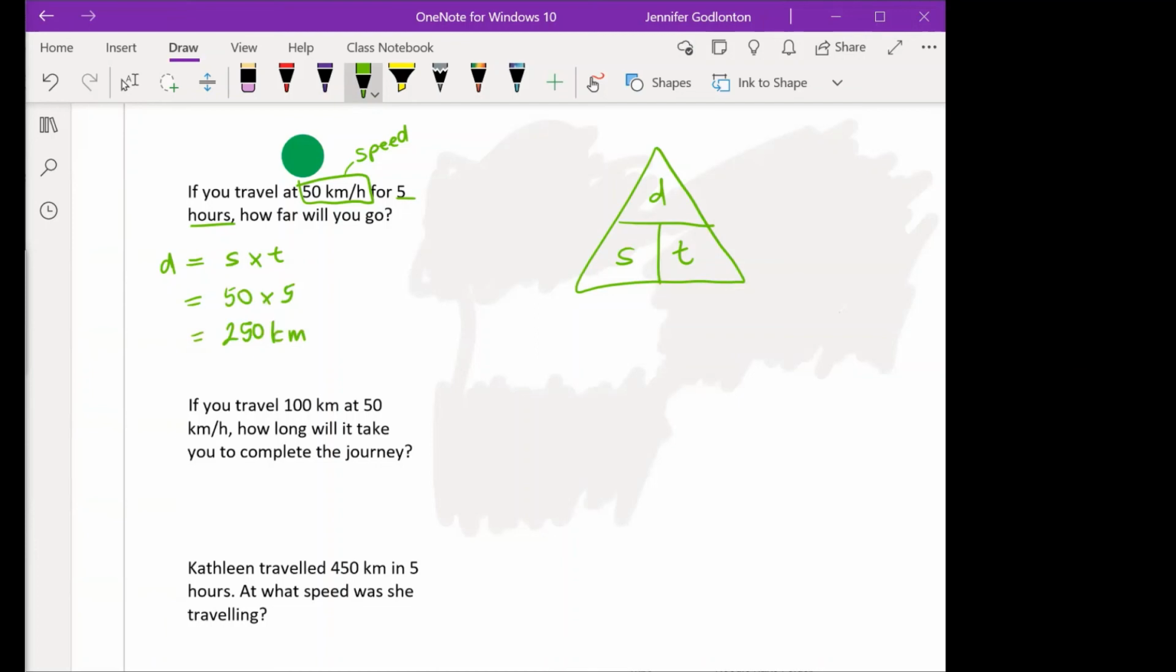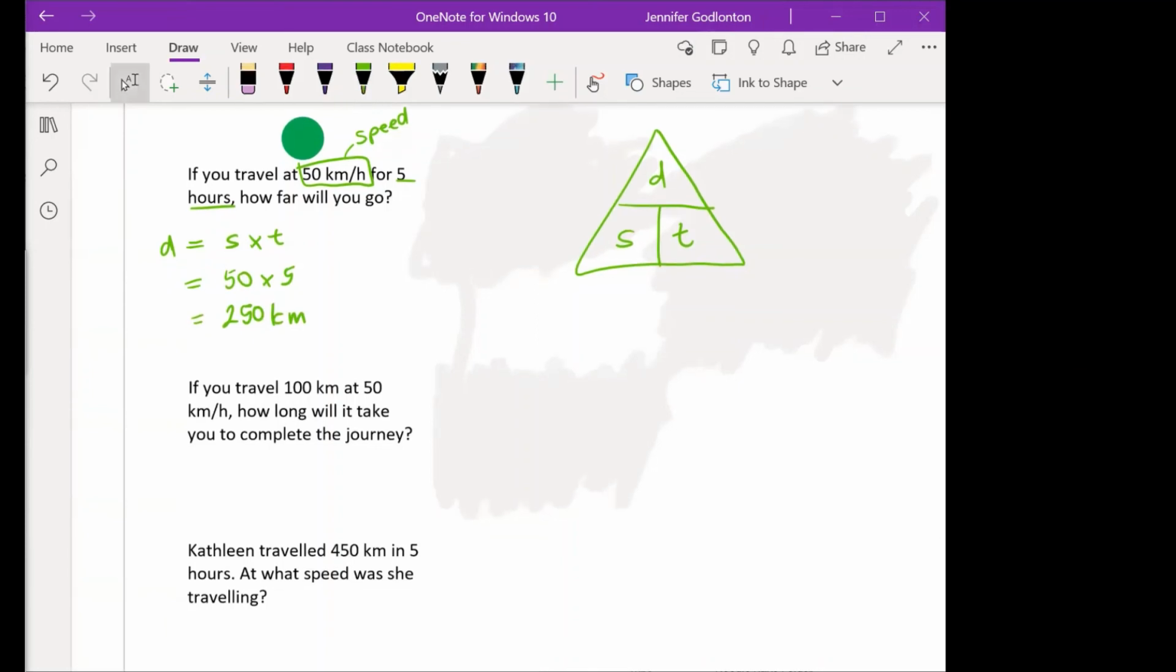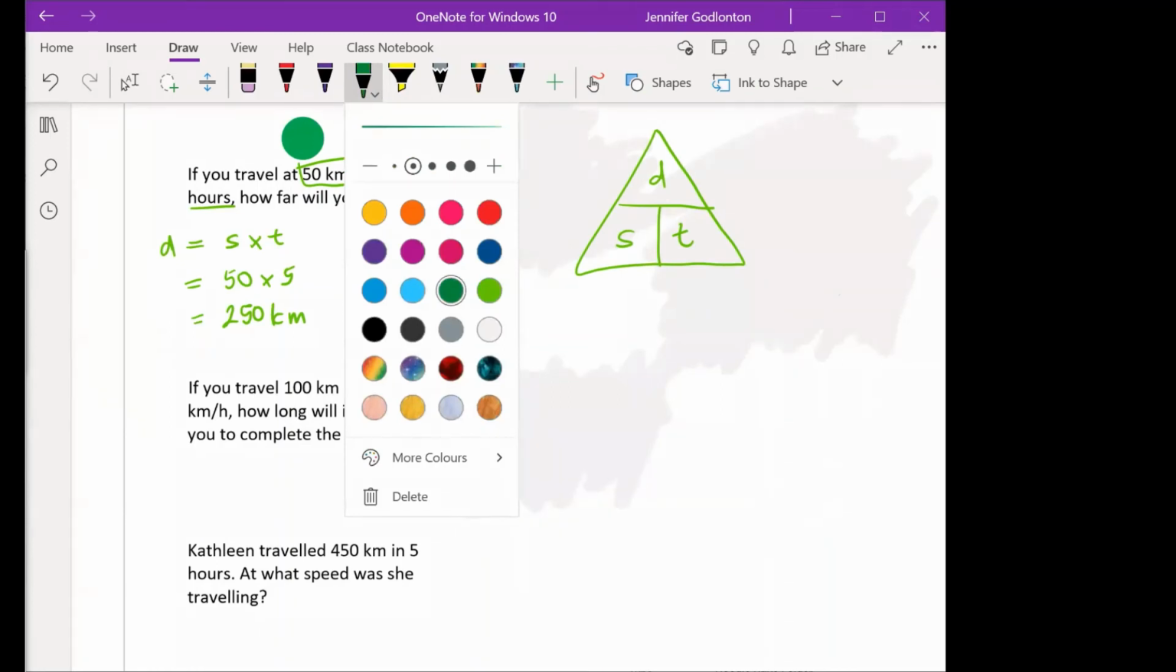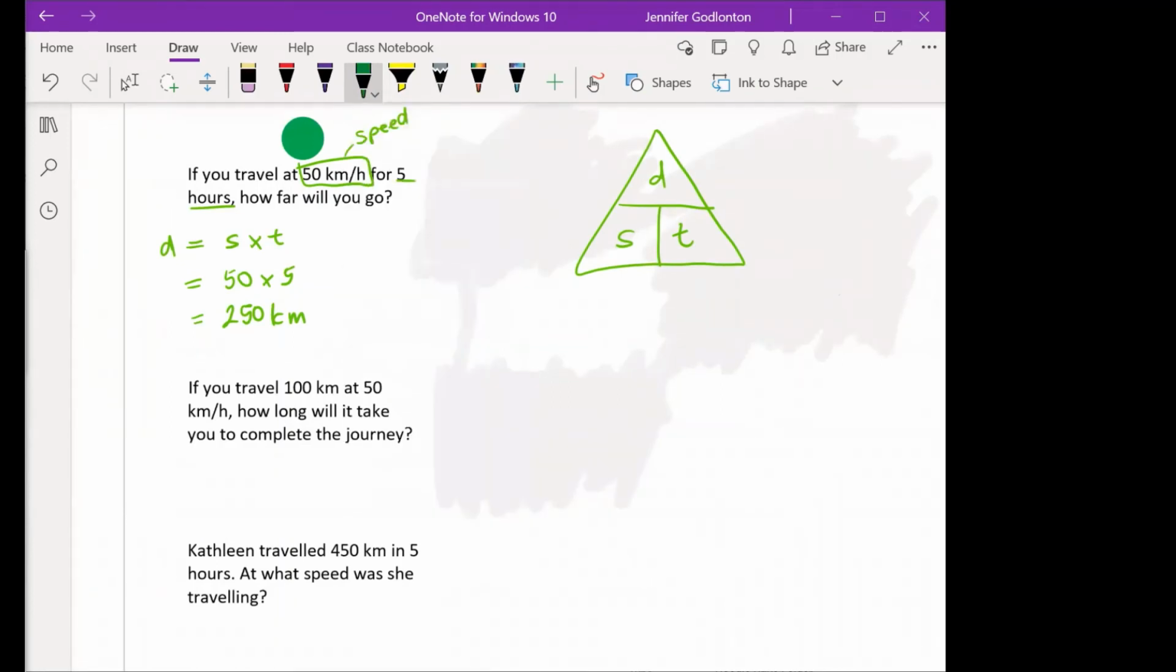All right, give the second one a go if you haven't gotten there yet. I'm seeing some answers coming in, which is great. Okay, second one: if you travel 100 kilometers, so that's talking about distance, at 50 kilometers per hour, that's speed. How long will it take to complete the journey? Time is equal to distance divided by speed, which is 100 divided by 50, which is 2 hours.